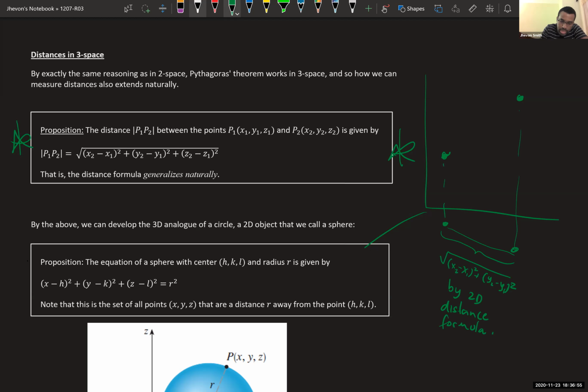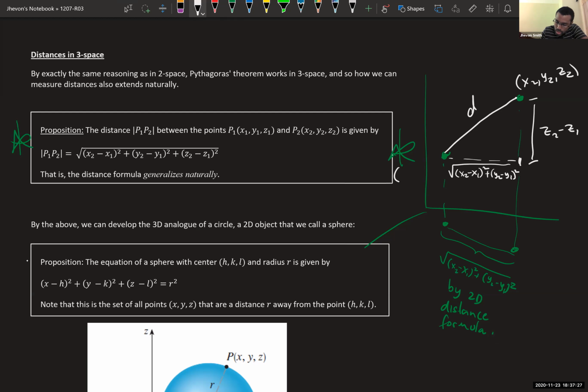Which means the idea is if you want to find the distance d between 2 points in 3 space, this line gets projected up to here, right? So this is the square root of x2 minus x1 squared plus y2 minus y1 squared. And now this distance here is just z2 minus z1, right? So this point here is x2 comma y2 comma z2. Then this point here is going to be x1 comma y1 comma z1. Then when you take this length and that length, the sum of the squares must be equal to d squared.